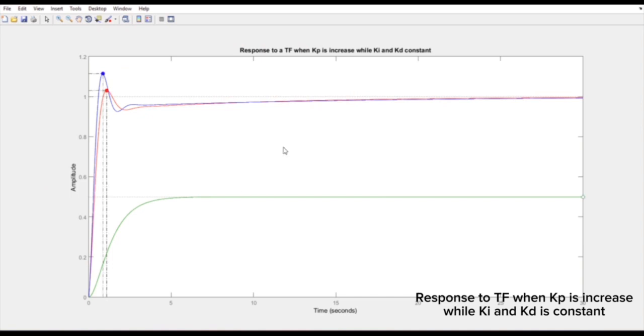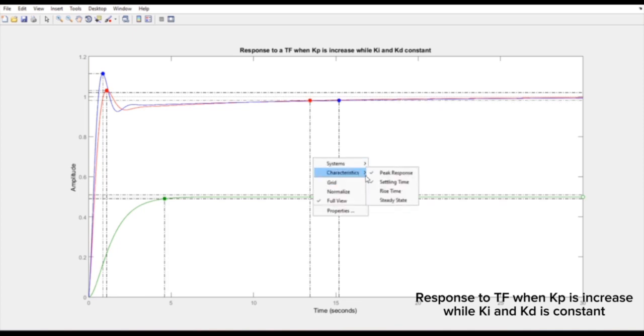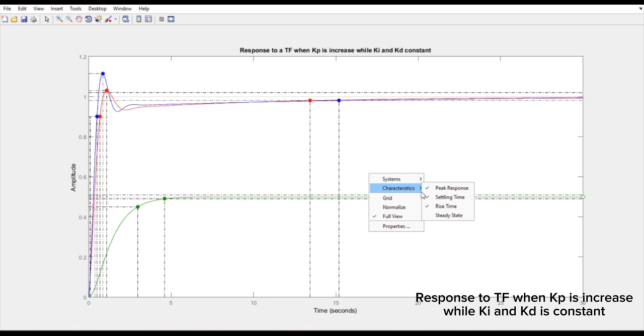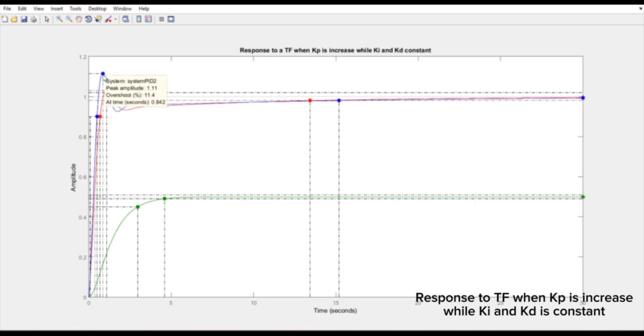I'll input the characteristics: peak response, settling time, rise time as well, and steady state. Let's see the values. As you can see, this is for PID2 and this is PID1. This is PID2, the system values, the rise time. This is the graph for the response to TF when Kp is increased while Ki and Kd are constant.